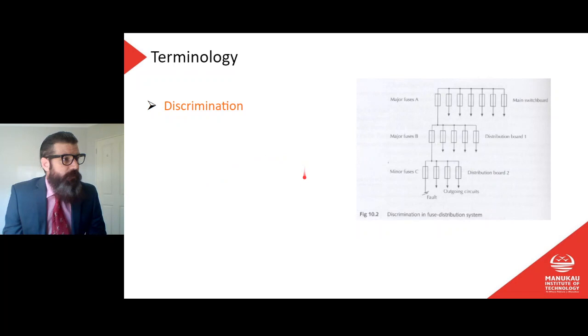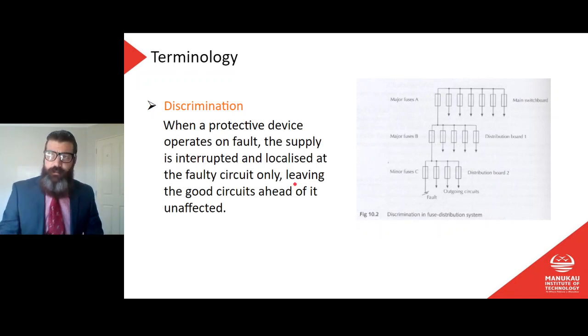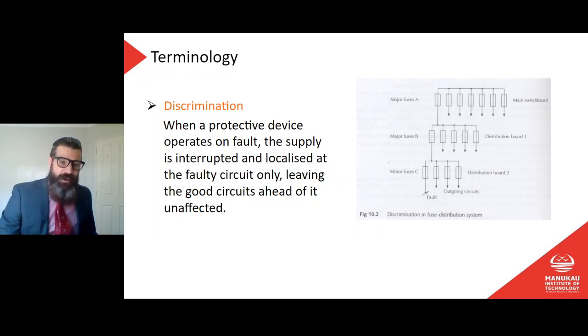Okay, next one is discrimination. No, it's not something where we're mean to people who are different gender or race to us. Discrimination in terms of circuit protection is a good thing, right? So discrimination means when a protective device operates on a fault, the supply is interrupted and localized at the faulty circuit only, leaving the good circuits ahead of it unaffected, right?